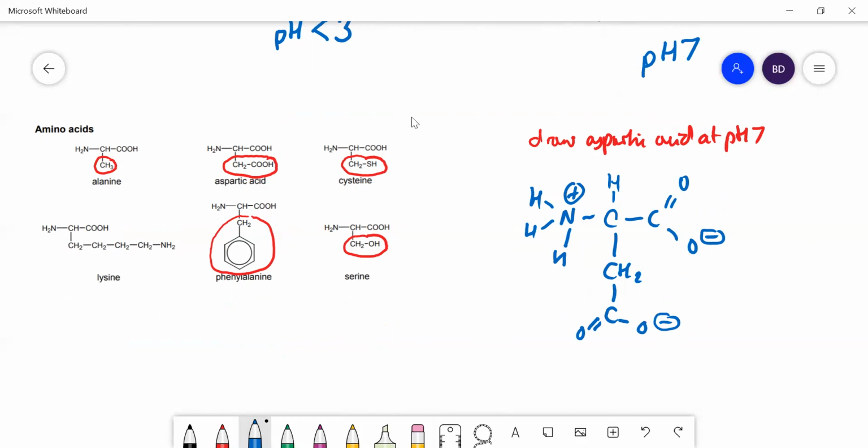And the same goes for lysine as well. Lysine has got an NH2 group. So at neutral pH, that NH2 group is going to be positively charged. It's going to be NH3+. It behaves just as this NH2 group here. It's no different. So just a reminder of that. Anyway, we'll talk more about those different R groups in the next video.